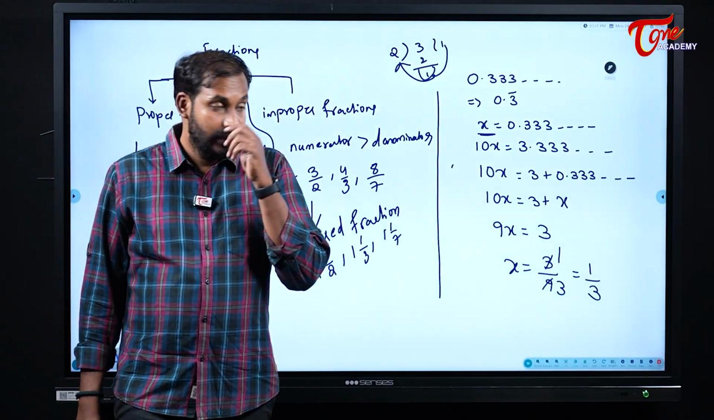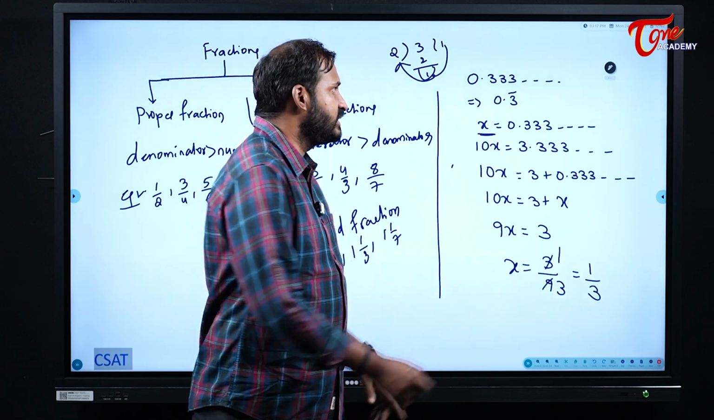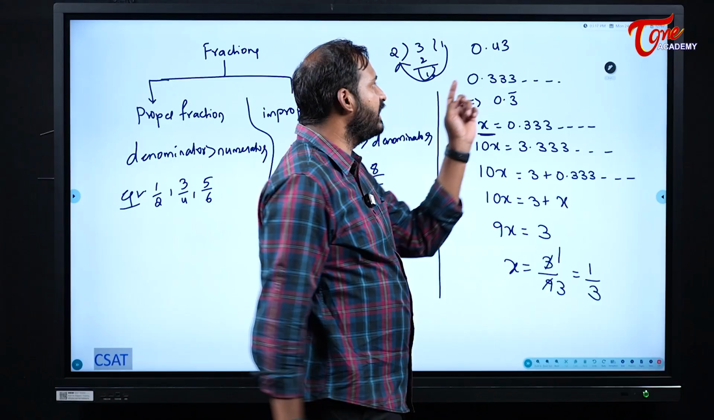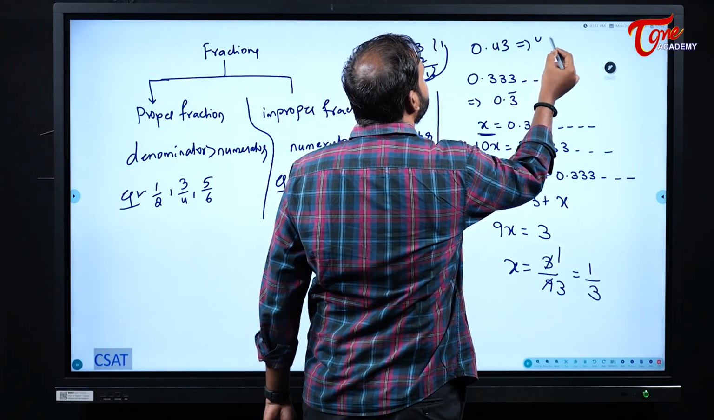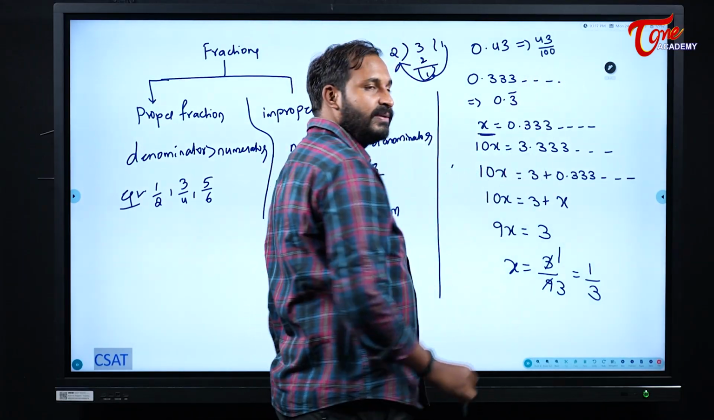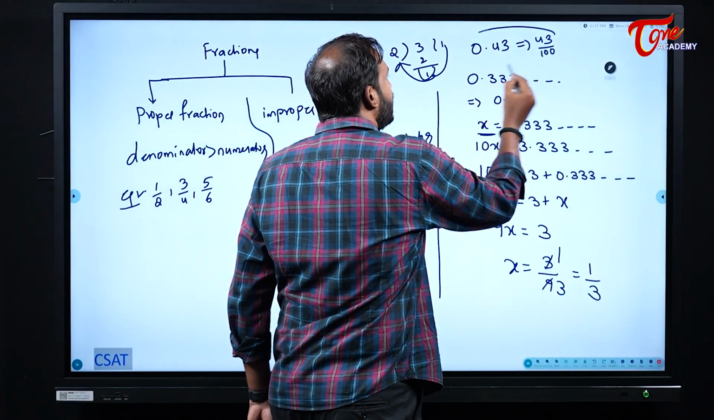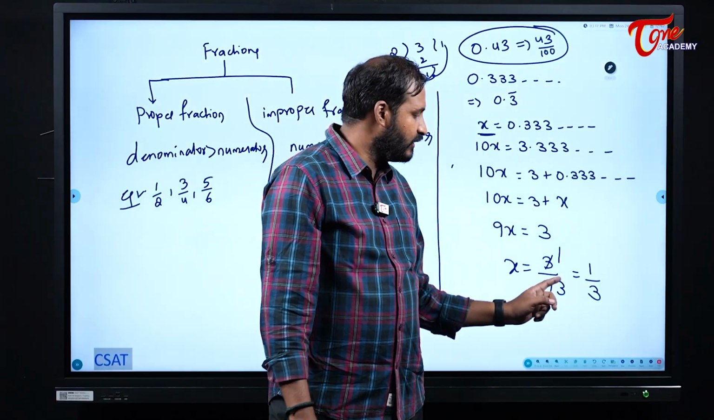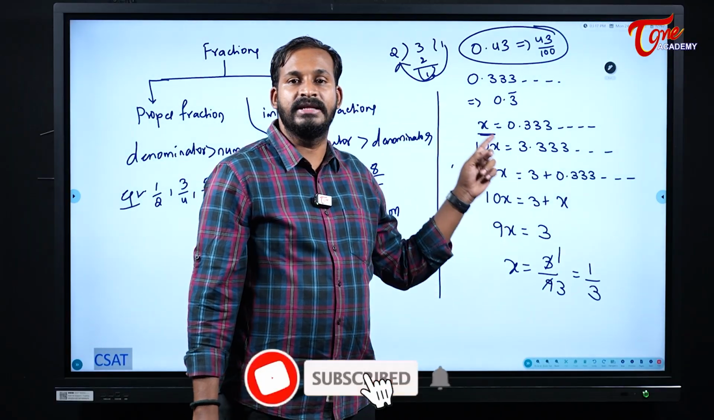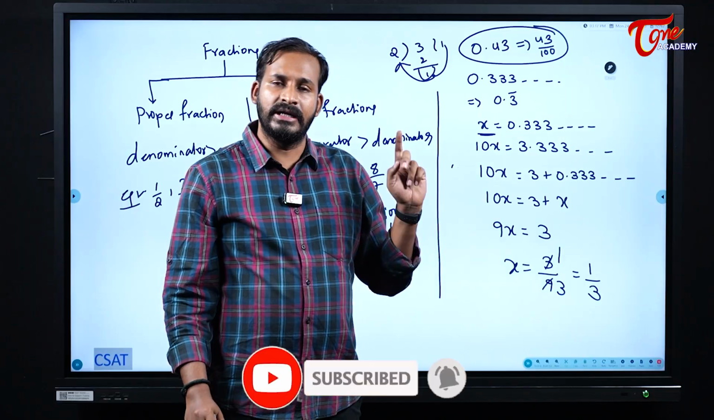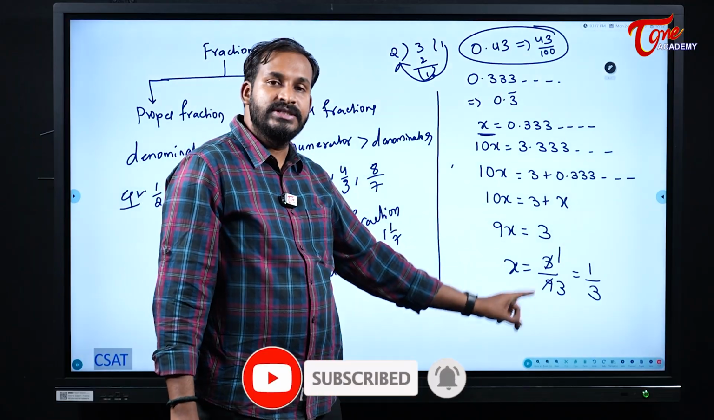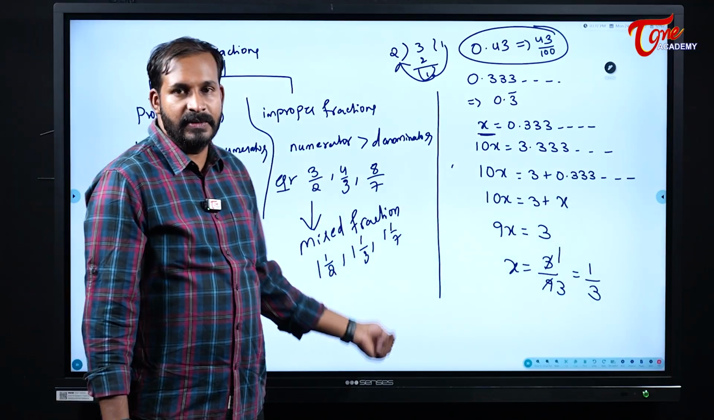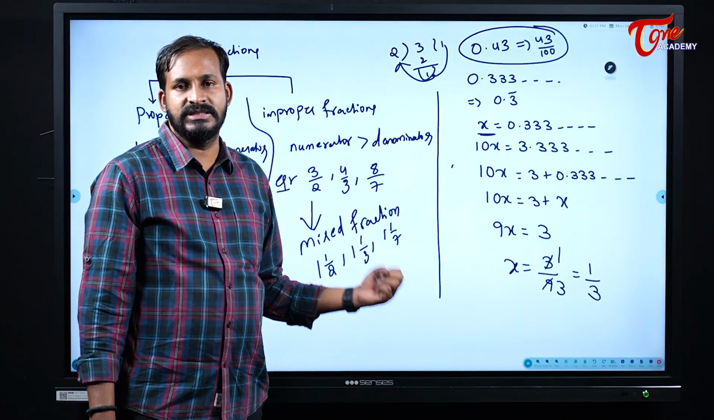That means repeating decimals can be written in P by Q form. Take 0.43. This is a terminating one, right? I can write it in P by Q form. How? 43 by 100. Yes, I can write it. If there is anything in a repeating manner, we can write that also in P by Q form. This is the process to write them in P by Q form. Later, don't worry, we will see some set of questions on how to write all the repeating decimals into P by Q form. At that time, we will see.